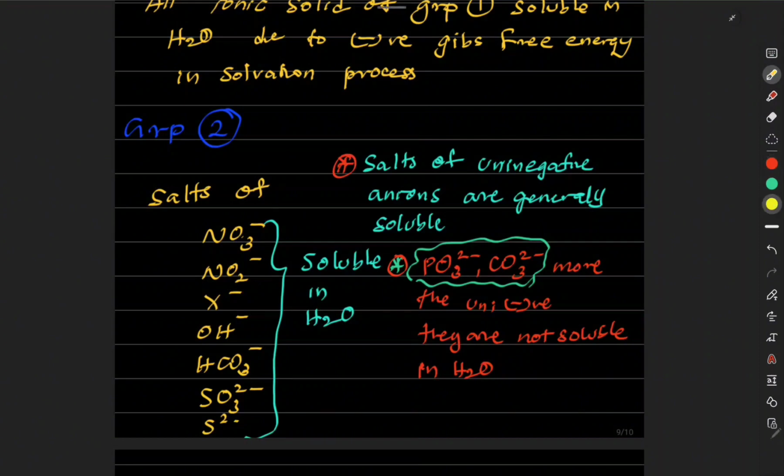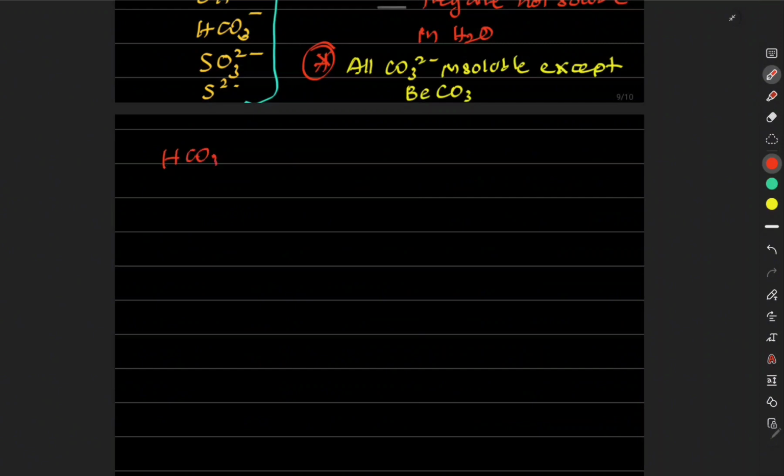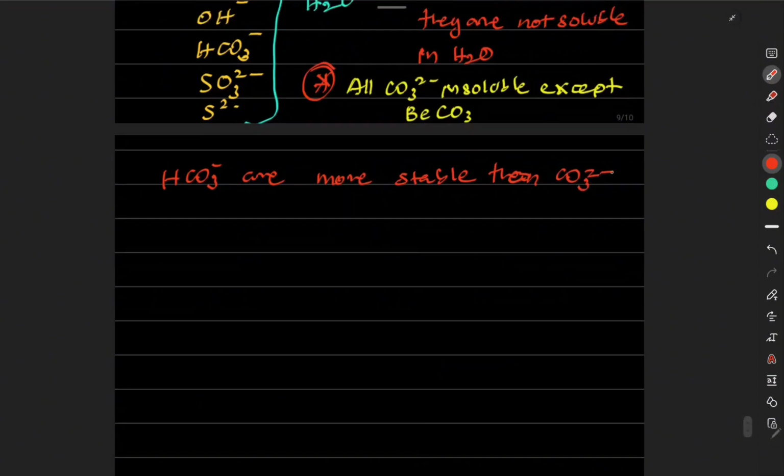All carbonates are insoluble. There is an exception, except beryllium carbonate. Bicarbonates are more stable than carbonates.